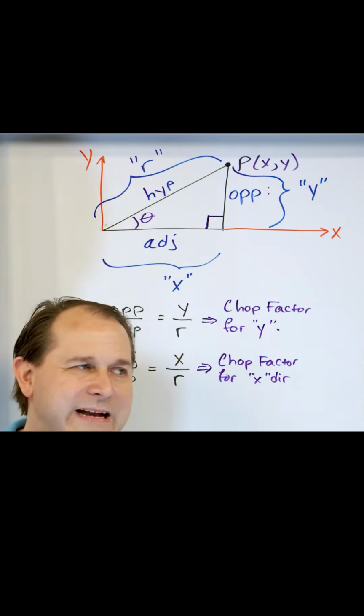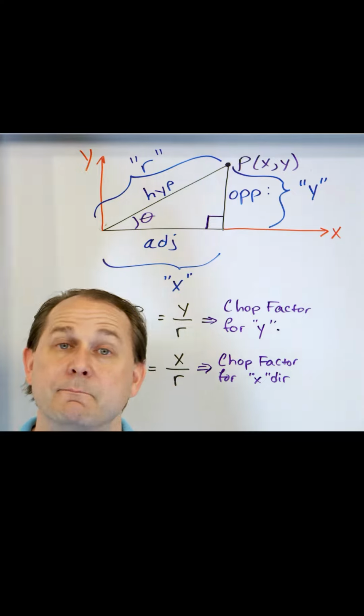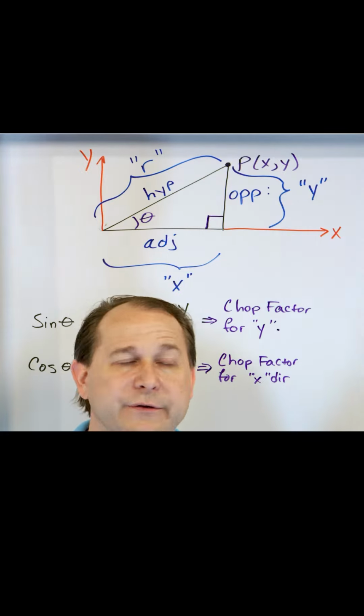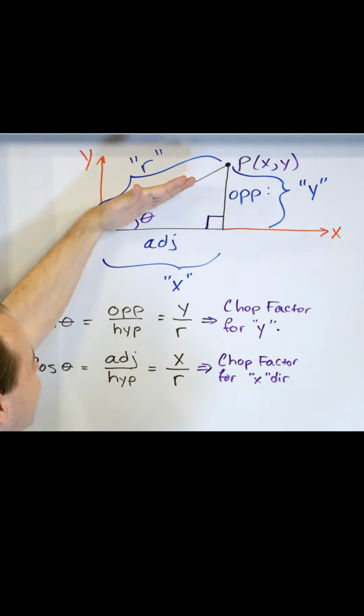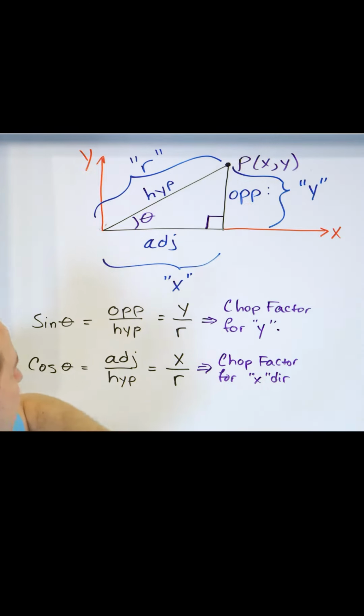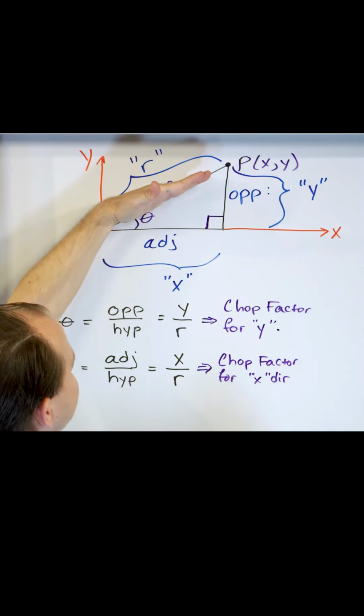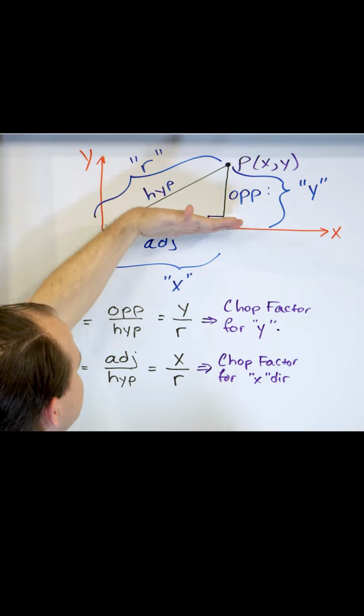So I call it chop in x and chop in y because when I multiply those factors times the hypotenuse, if I multiply the hypotenuse times the sine, it gives me the length of the opposite side. If I multiply the length of the hypotenuse times the cosine of this angle, it gives me the length of the adjacent side.